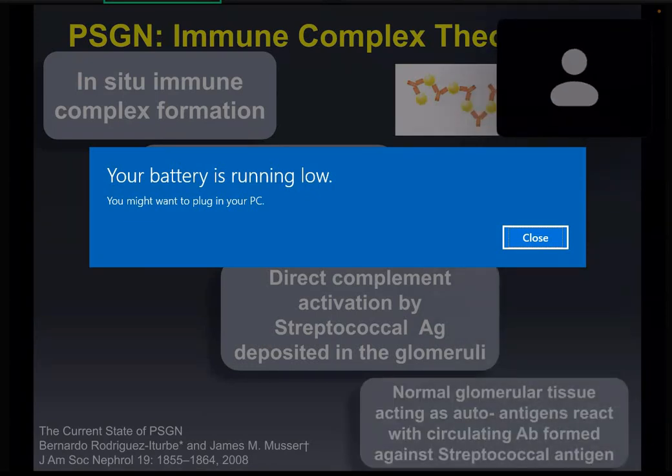So the normal glomerular tissues now will act as an autoantigen, and it will react with other circulating antibodies formed against streptococcal antigen. So it becomes complicated now because first there's an antigen-antibody reaction. If you remember the structure of the antibody and there's antigen, it attaches. And then in the circulation, it will be deposited into the glomerular basement membrane. This deposition will also lead to activation of autoantigens or autoantibodies that will go against the streptococcal antigen. So it becomes a complex.